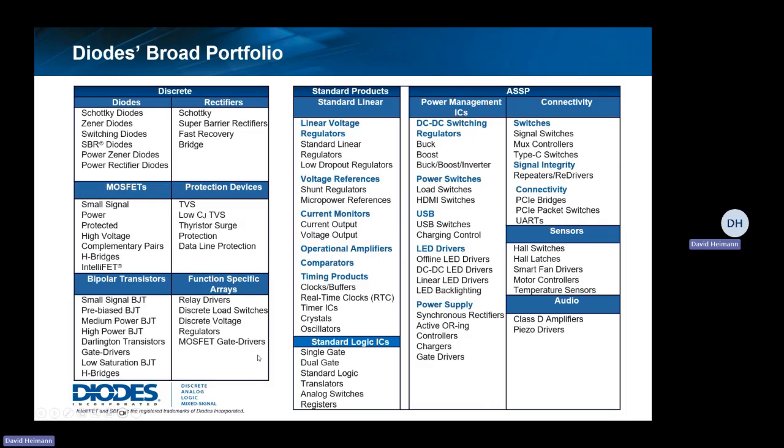But then on the analog side of our portfolio, we have a lot of power management products: DC to DC converters and controllers. We do load switches, USB-C charging control and USB power switches, and so on. A lot of LED drivers. And then we also do some offline products as well, AC to DC converters, synchronous rectifiers, and so on.